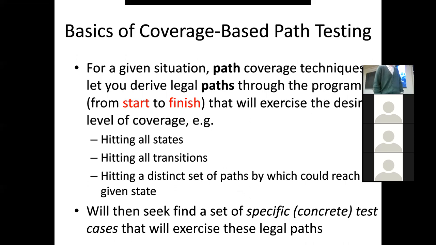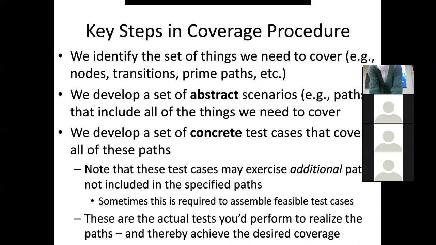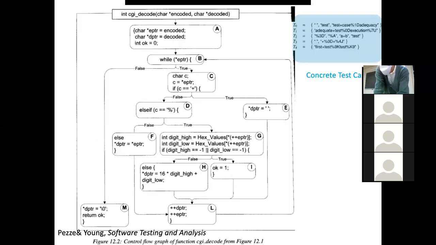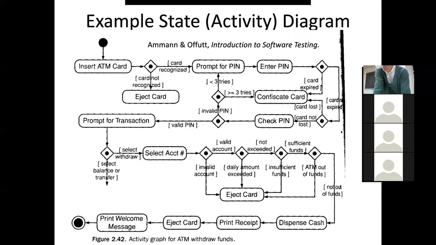I think we're over time. But next time we're going to be talking about how to use path coverage. The idea here is we're going to be wending our way, whether at the level of code or at the level of a whole system, figuring out the paths through the system that will achieve a certain level of coverage.